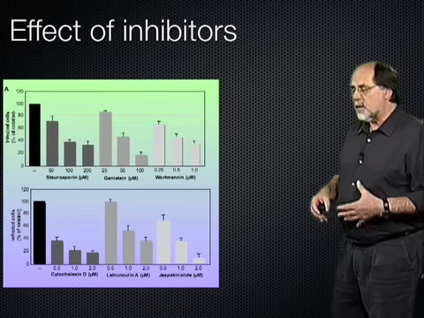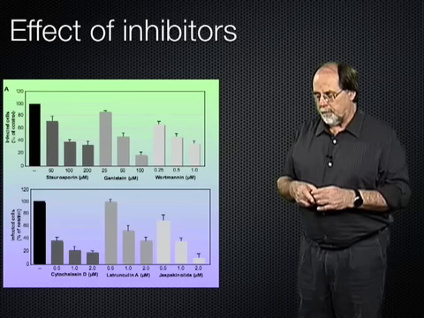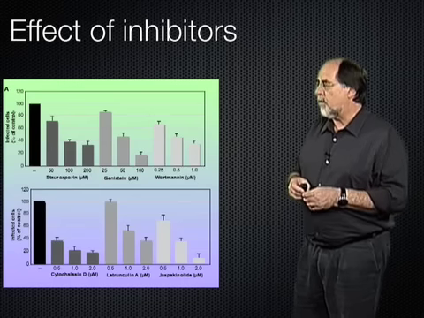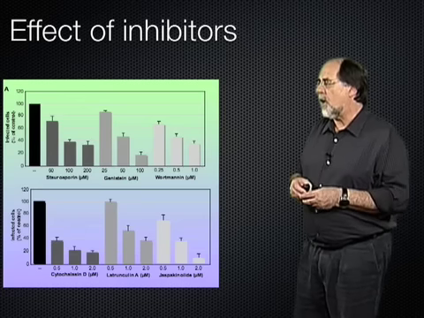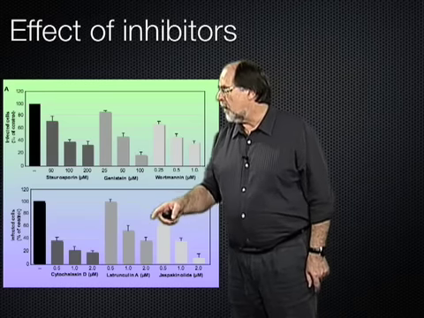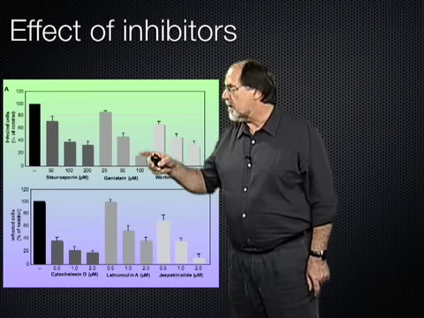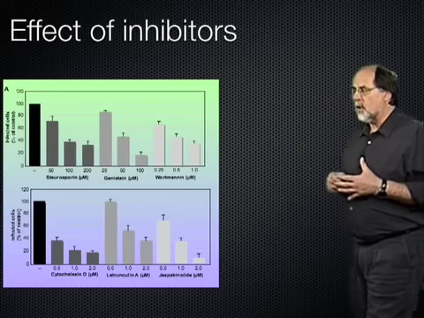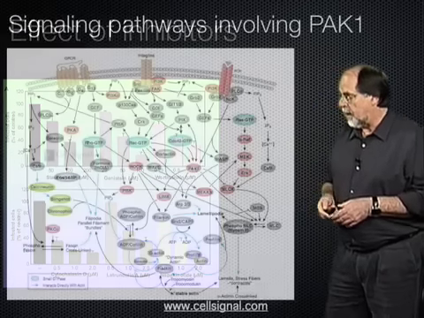Another approach is to use chemicals. I mentioned this in an earlier lecture. That's very powerful today. Inhibitors have their problems, but taken as one of the many approaches, they are powerful. Here we're looking at inhibitors of actin dynamics and inhibitors of different kinases here. And you can then get a picture of which components in the cell are important, which are not.